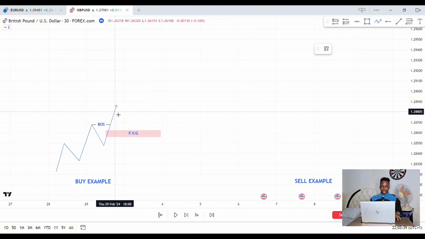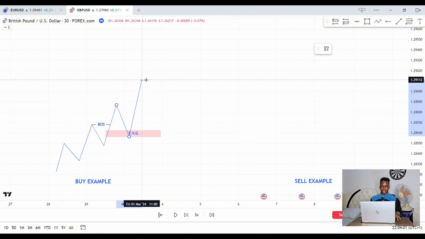Now, when you see that break of structure to the upside, you want to look out for a fair value gap that price has left behind before breaking that structure to the upside. Most of the time, when price breaks structure, price is always going to retrace into a fair value gap or a level of inefficiency in the market to fill out that level of inefficiency or that level of imbalance before moving in the opposite direction.